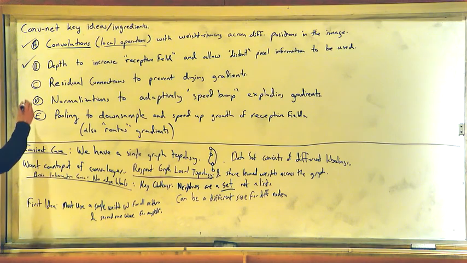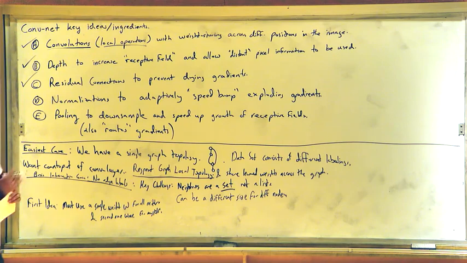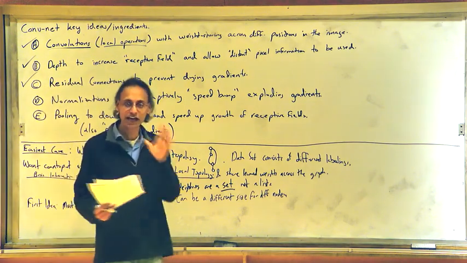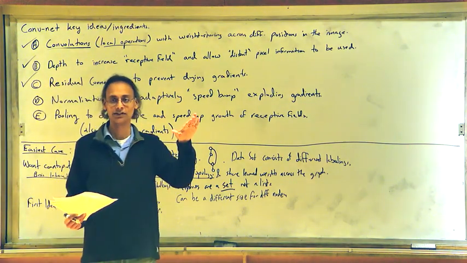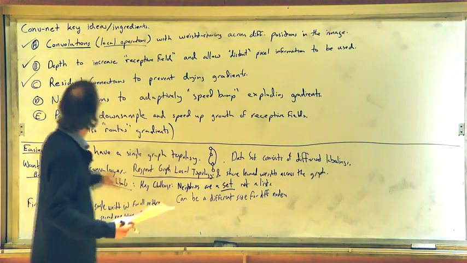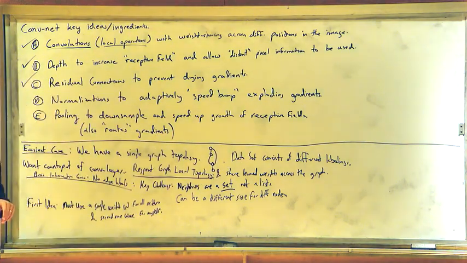Can I use residual connections to prevent dying gradients? Yes, for the same reason as I prevented dying gradients before. So as long as I structure some of these layers to be such that the channel information adds, I will get the same benefit that ResNets gave me before. Right? So I won't have dying gradients.